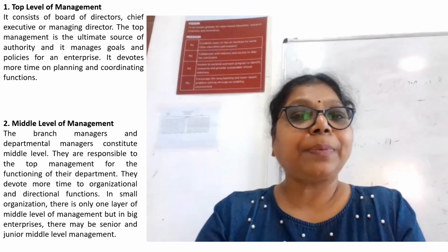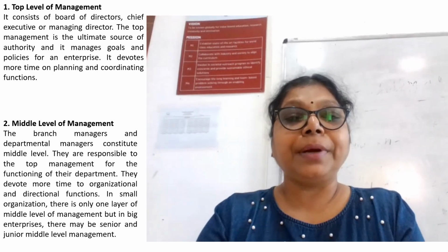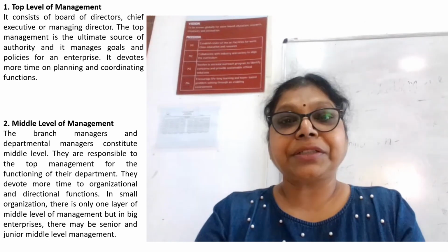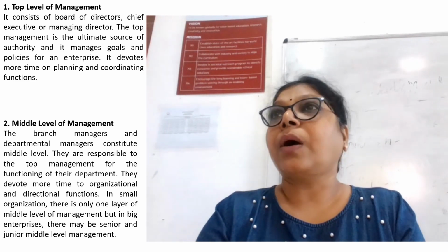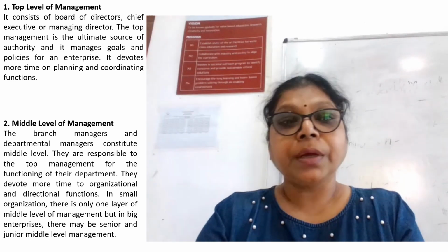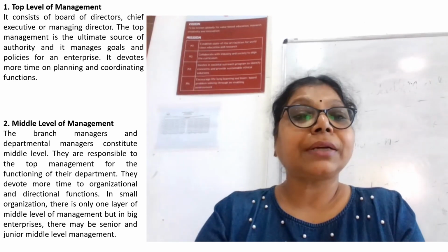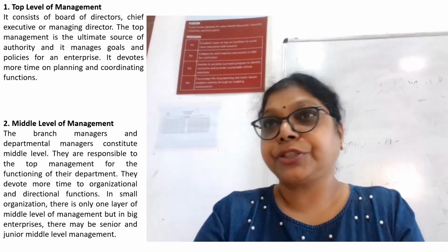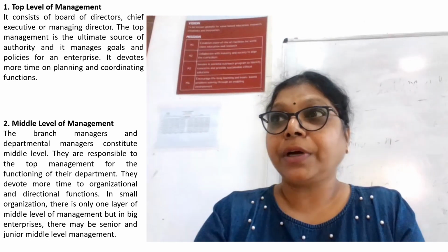It prepares strategic plans and policies for the enterprise. It appoints the executives for middle and all the departments. It controls and coordinates the activities of all the departments. It is also responsible for maintaining contact with the outside world, and it also provides guidance and direction to the whole organization. And it is the top management only which is also responsible towards the shareholders for the performance of the organization. Am I clear? What are the major responsibilities of the top management?